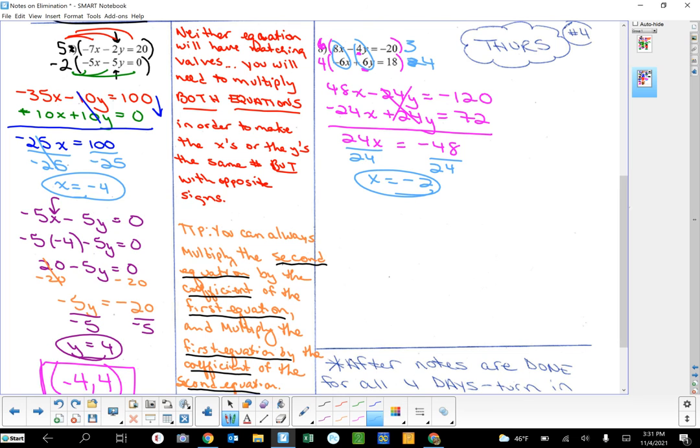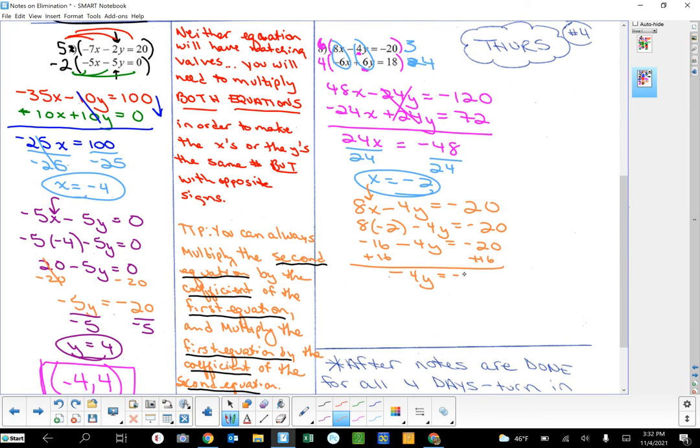Okay, so now I have 8x minus 4y equals negative 20. We're going to let that guy go in there. So 8 times negative 2. There's a bunch of people talking in the hallway, and I hope nobody wanders in here and interrupts. It could happen. Add 16, add 16. Negative 4y equals negative 4. Divide by negative 4, divide by negative 4, and y equals 1. Ordered pair, negative 2, comma 1.